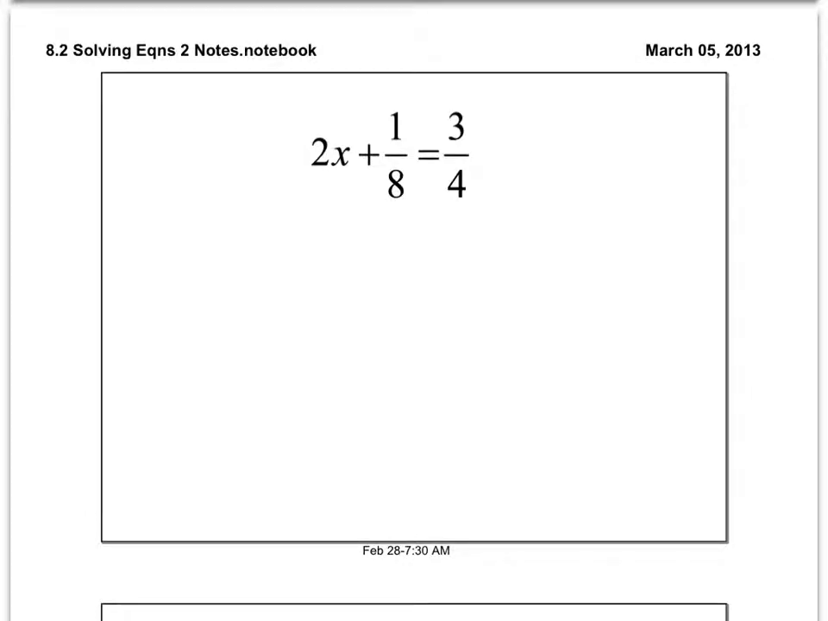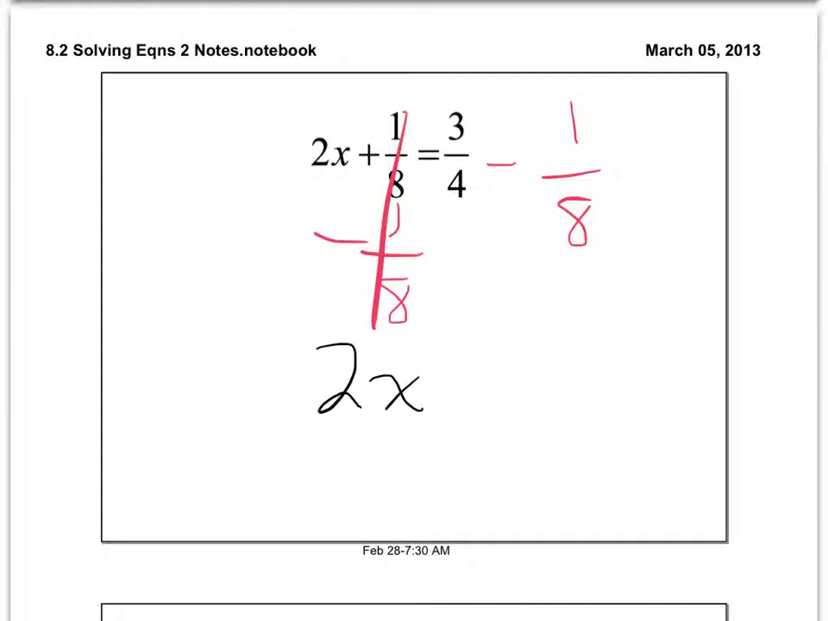So, first example, two-part equations now. You need to leave the variable until the end. So this 2x, leave until the very end. Okay, so we're going to move this 1/8 to the left, to the right side. Adding it on the left, to move it to the right, you need to subtract 1/8 from both sides. It will cancel on the left, leaving you with just 2x.